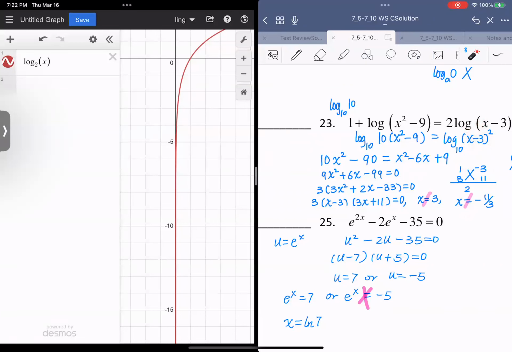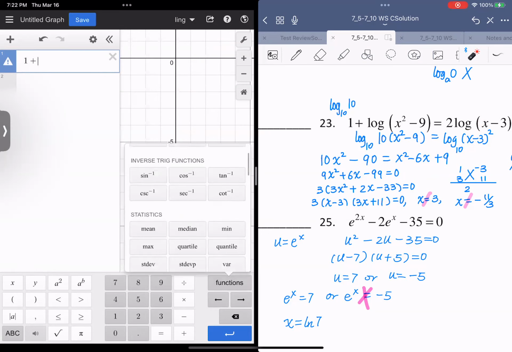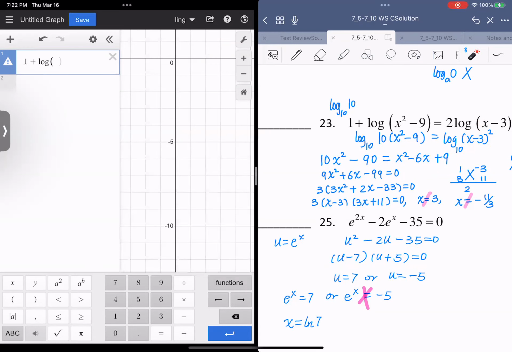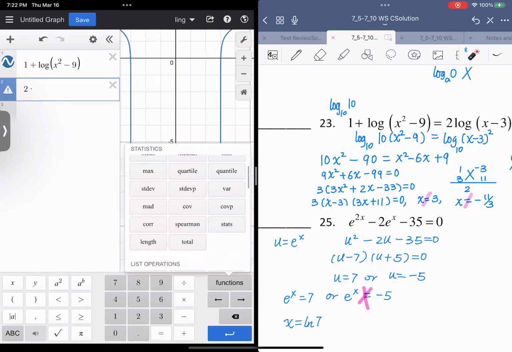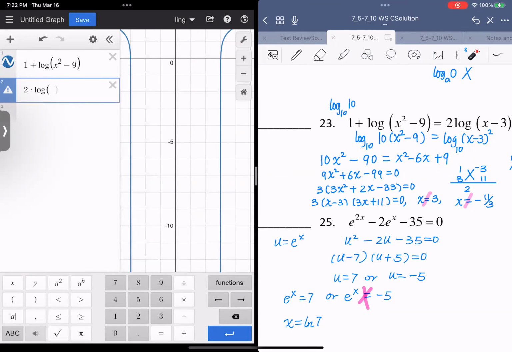So no solutions. And you may say, what will happen if I draw the line on the left, and draw the line on the right? You draw 1 plus log base 10, by default, if there's no number, that means log base 10, of x squared minus 9. This is the first graph. And then your second graph is 2 times log base 10 of parenthesis x minus 3.